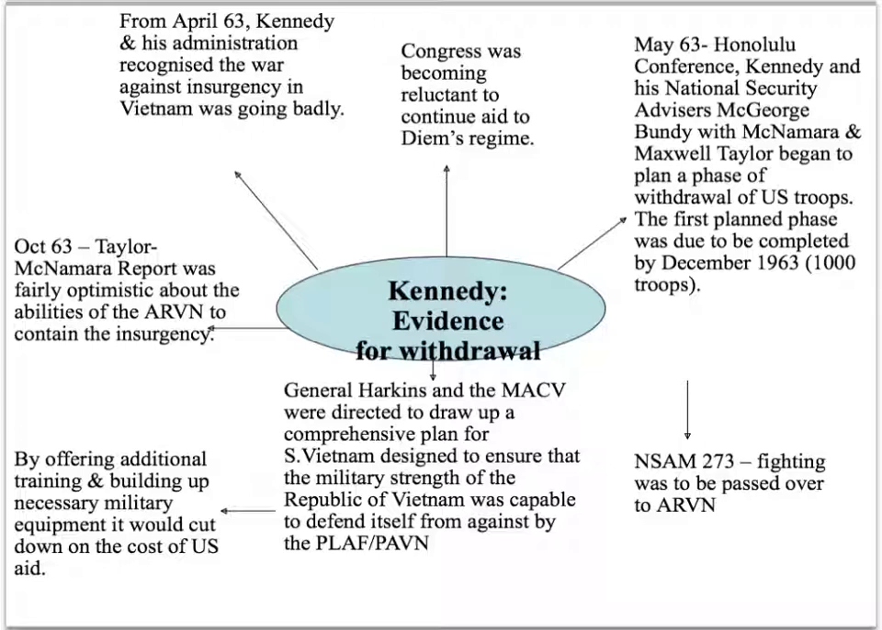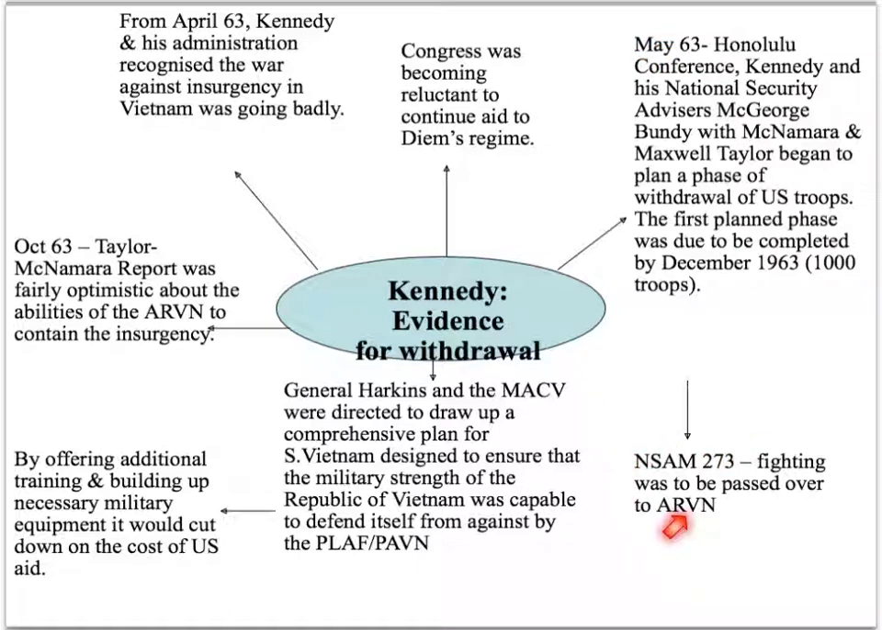The key evidence, then, for Kennedy planning for a withdrawal. From April 1963, Kennedy and his administration recognized the war against the insurgency was going badly. Congress was becoming increasingly reluctant to support Diem. In May 1963, at the Honolulu Conference, Kennedy and his National Security Advisor, McGeorge Bundy, with McNamara and Maxwell Taylor, began to plan a phased withdrawal of US troops. The first phase of withdrawal was due to be completed by December 1963.